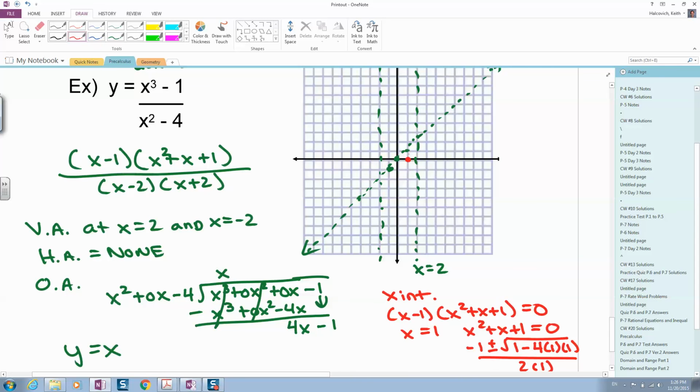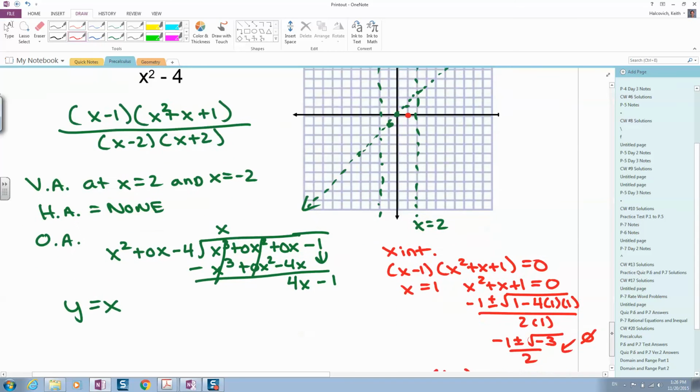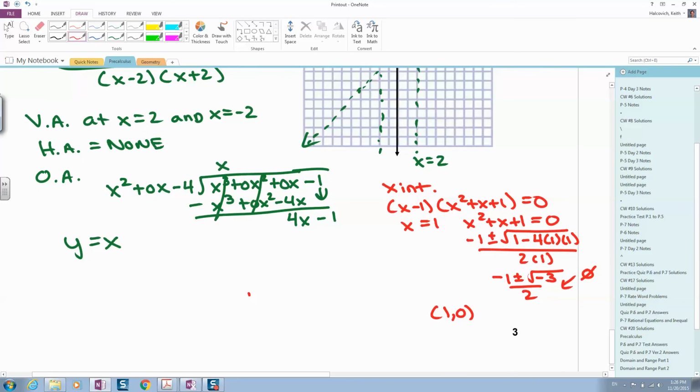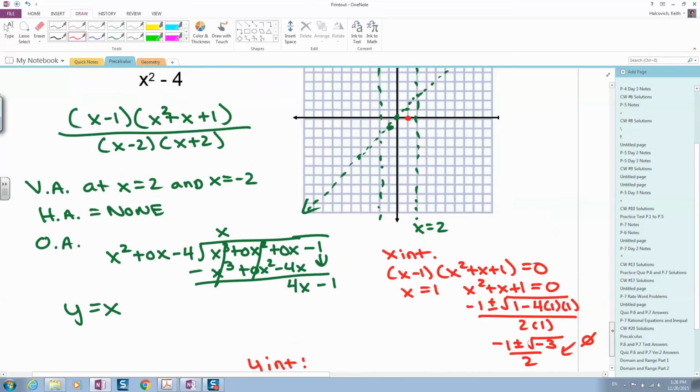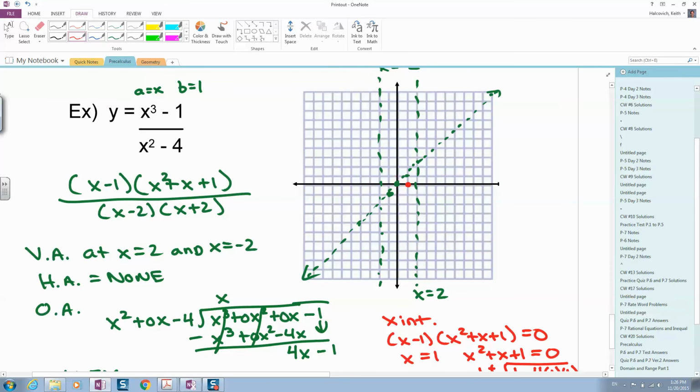Right there. Now, the y-intercept, remember you put 0 in for x. So 0 to the third minus 1 over 0 squared minus 4. So you get positive 1/4. So positive 1/4 is above there. It's a little hard to do it. The graph is kind of small.